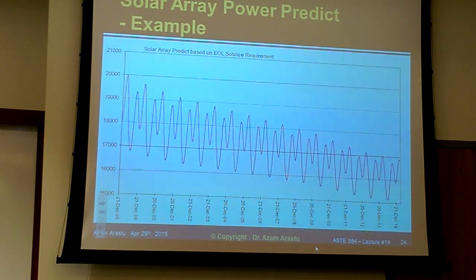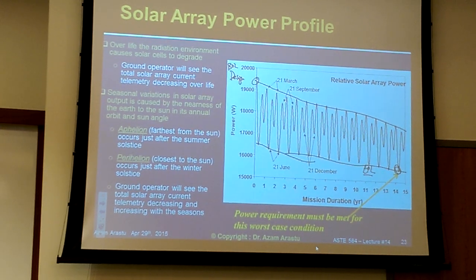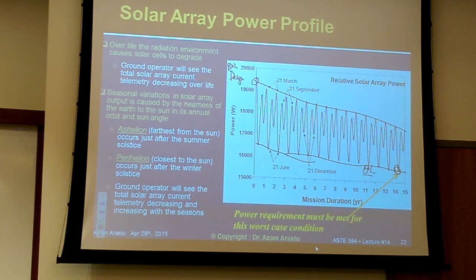Spring equinox is the best time to power the spacecraft. Right? Well, that is, but if you design for that, you'll be mistaken because you will not get that much power when you need it. This is what we can guarantee. Anything above is extra.